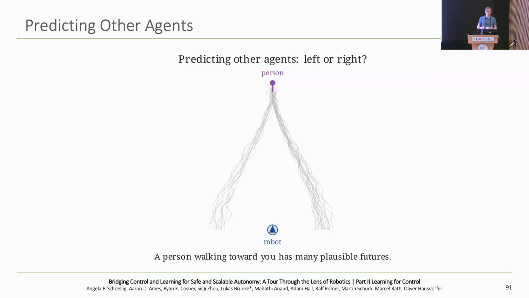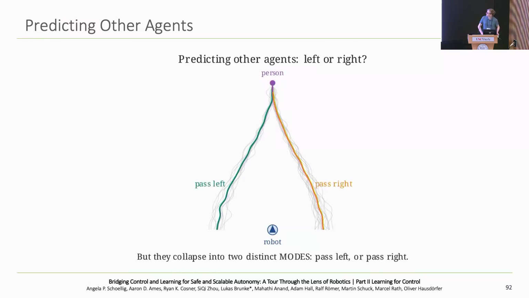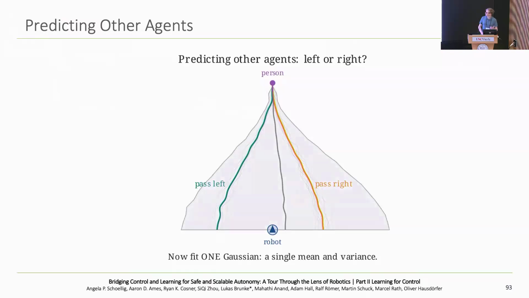And one question that we typically have is, how will these other agents move? And typically they would not just move straight at you, they would probably evade you to the left or to the right. So you have these two possible scenarios, passing you on the left or passing you on the right. But if you just fit a single Gaussian to this, you will have a mean that goes straight at you. And so a Gaussian really is not a good way to model this.